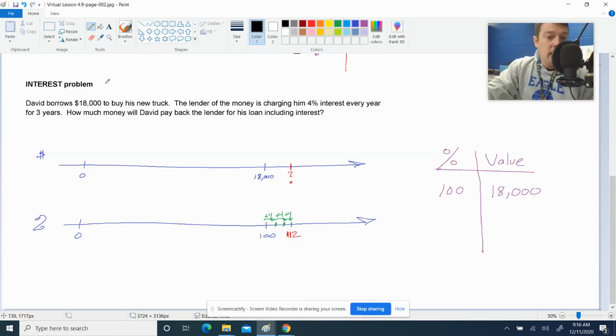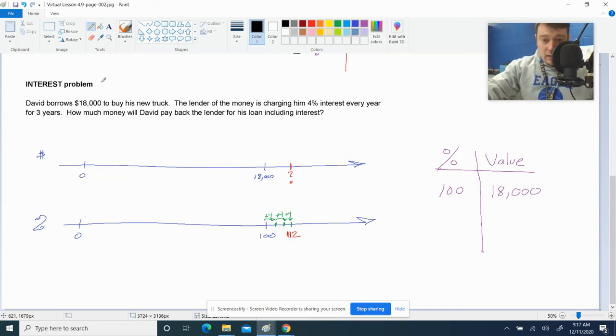David is going to borrow 18 grand to buy this new truck. Okay, so he had a down payment. It probably cost in the 20s or 30s, but he's going to borrow some from a bank or some type of lender to pay off the rest of the truck. And the lender, the bank, or whoever is letting him borrow the money is going to charge him 4% interest. Now, here's the kicker: every year for 3 years. So 4% the first year, 4% again, 4% the third year.